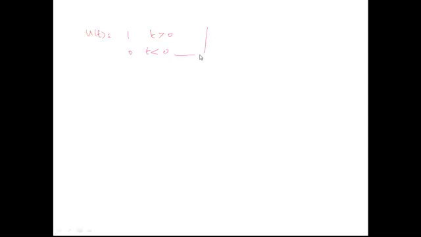Graphically it is represented like this. You will have 1 starting from 0 to infinity of time. You will have 1 with the amplitude is 1. So this is the point of discontinuity.